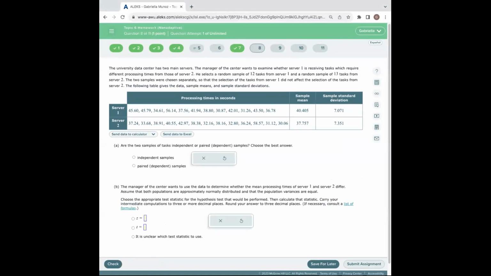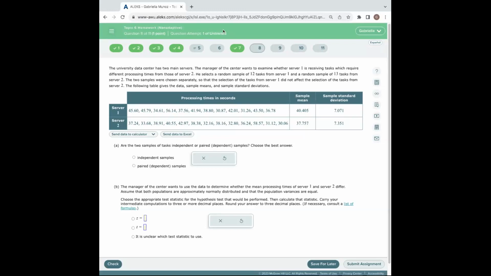All right, so the short of this is that it's going to be, oh no. Okay, server one. All right, so these are independent samples. The way that I know that is that it says that server one did not affect server two, if you see that there in the last sentence. So they're independent samples.